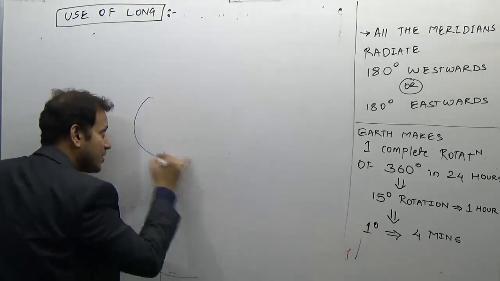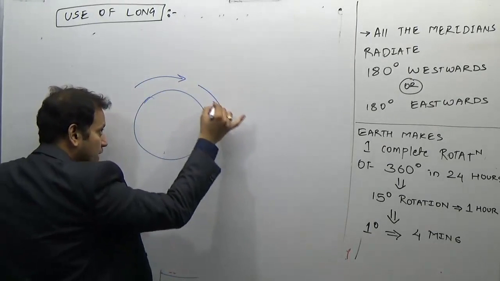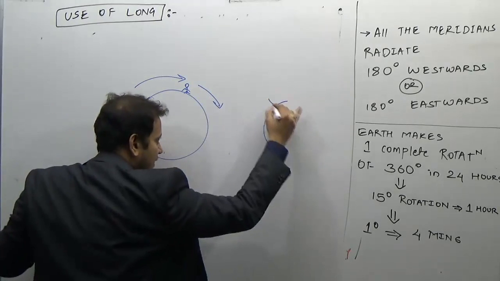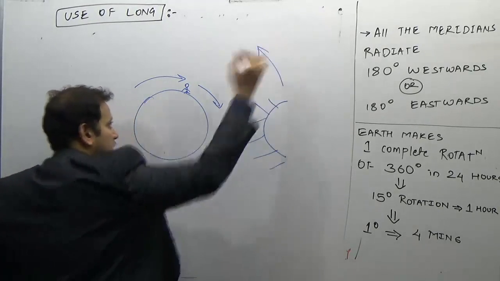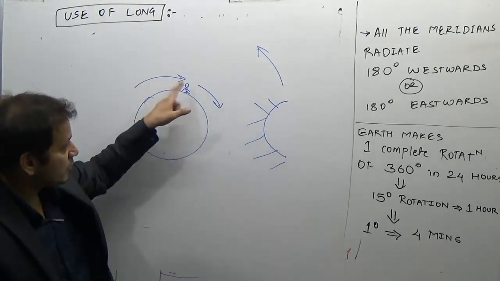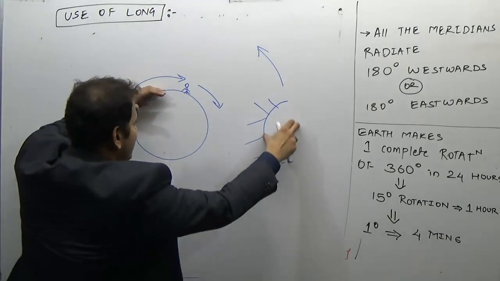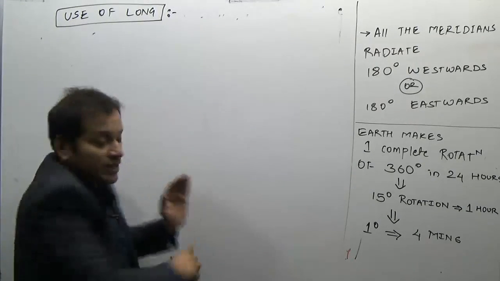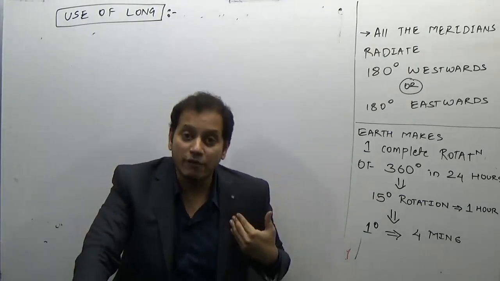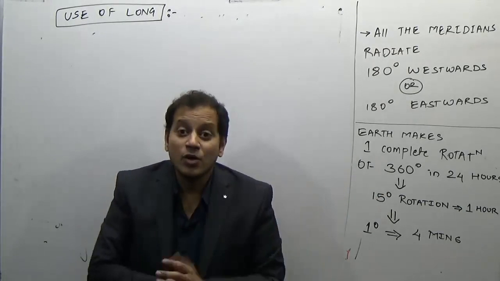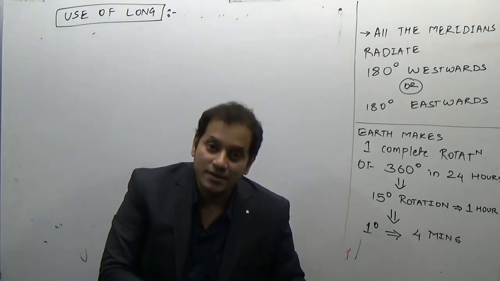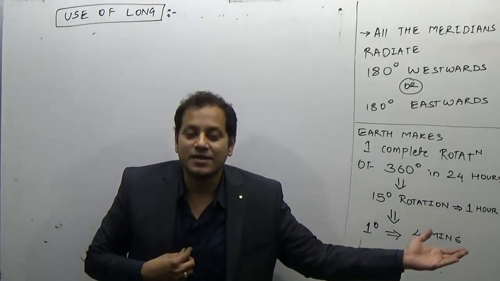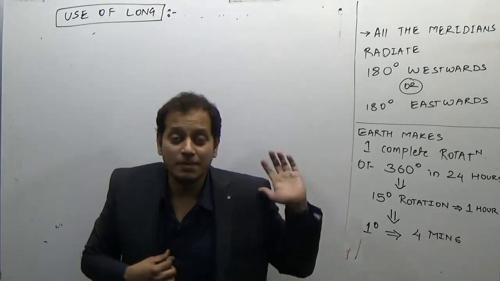Because the Earth is rotating this way from west to east, if you are located on this place, you will feel as if the sun is rising from east to west. That means it is our apparent movement. So for every 1 degree of rotation, whether you go to the east or to the west, there is a change of 4 minutes. Now the fact is the sun rises in the east and sets in the west. So the areas which are on the eastern side of the prime meridian will see the sunrise sooner as compared to the areas which are on the western side of the prime meridian.